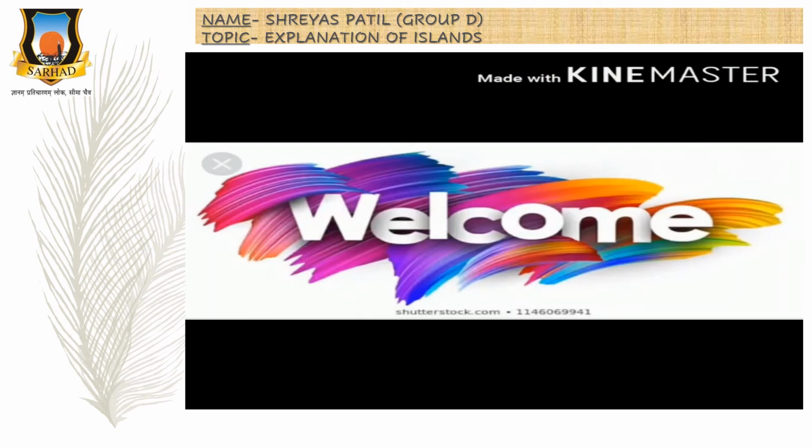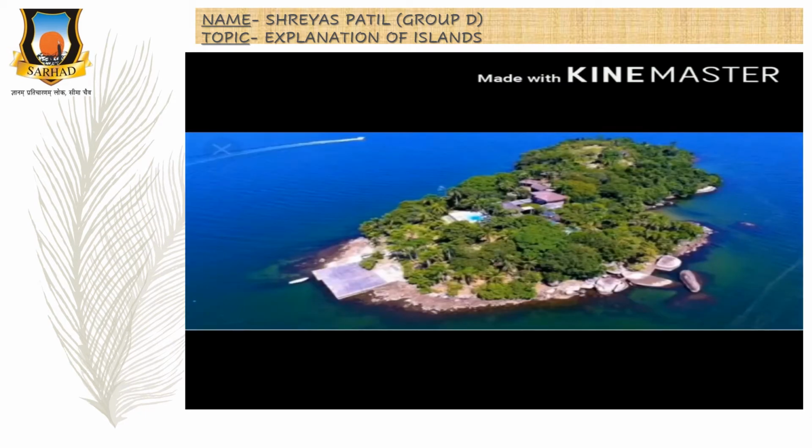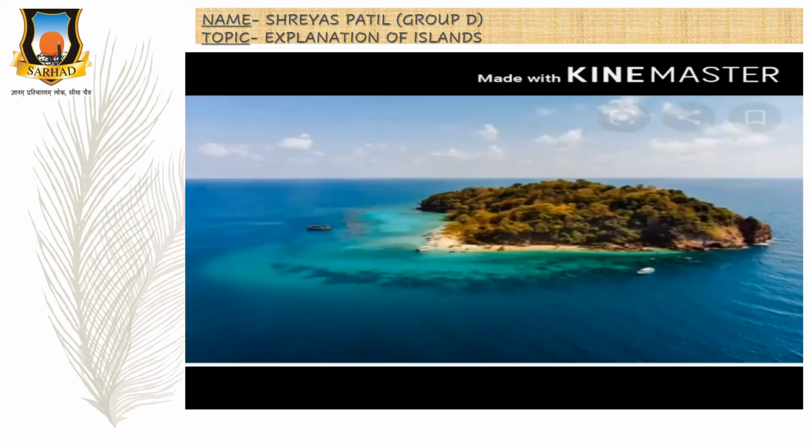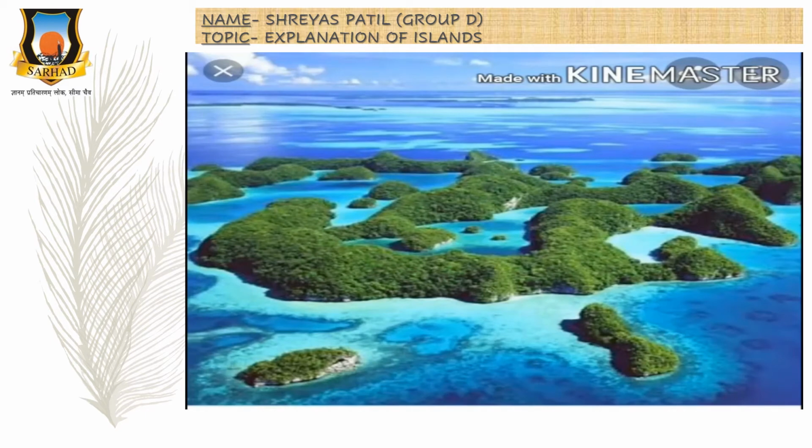Our topic name is island. An island is an area of land smaller than a continent and entirely surrounded by water. Islands may occur in oceans, seas, lakes or rivers. A group of islands is called an archipelago.